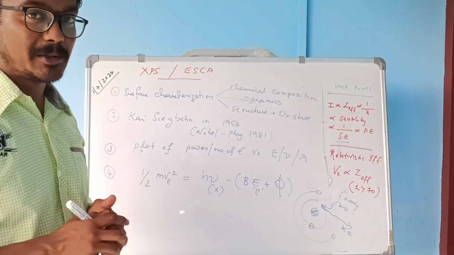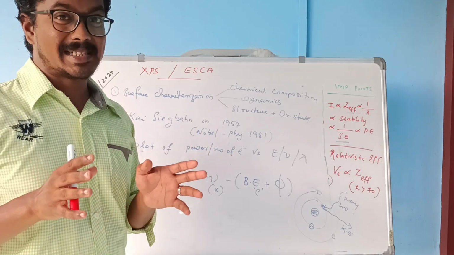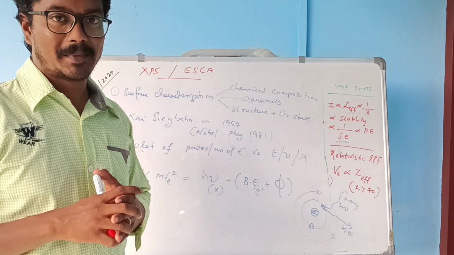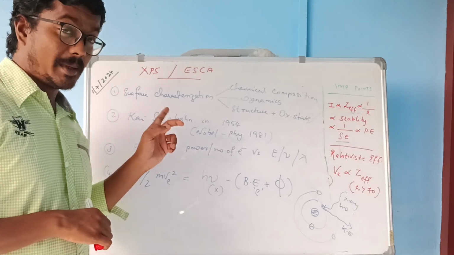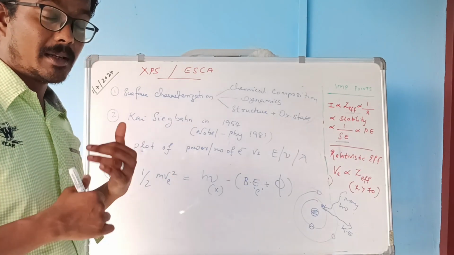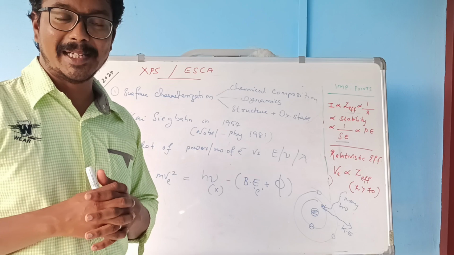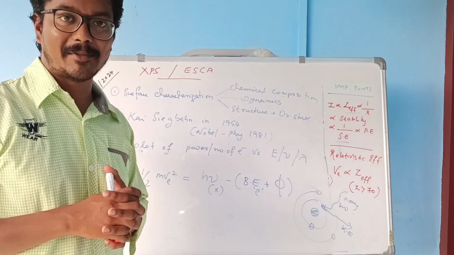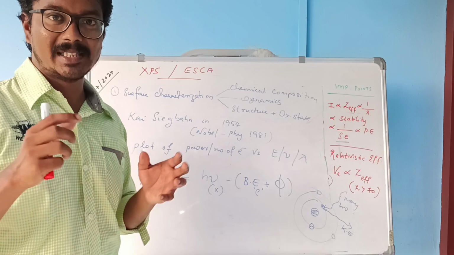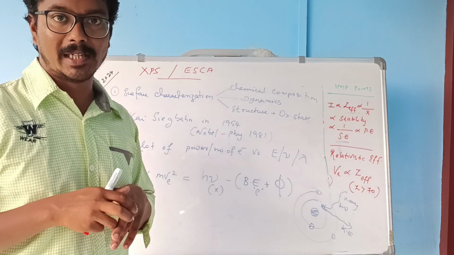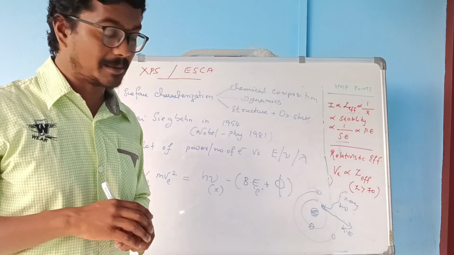The XPS can be used for all the elements except hydrogen and helium. Okay, you may have a doubt as to why XPS is not used for hydrogen and helium. Because hydrogen and helium have no core electrons; they have only valence electrons, which are very highly bound to the nucleus, and there are no core electrons. That's the reason.